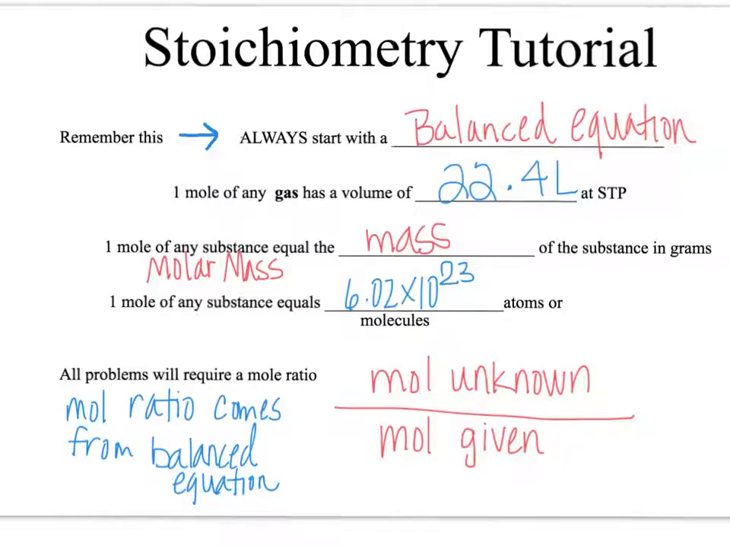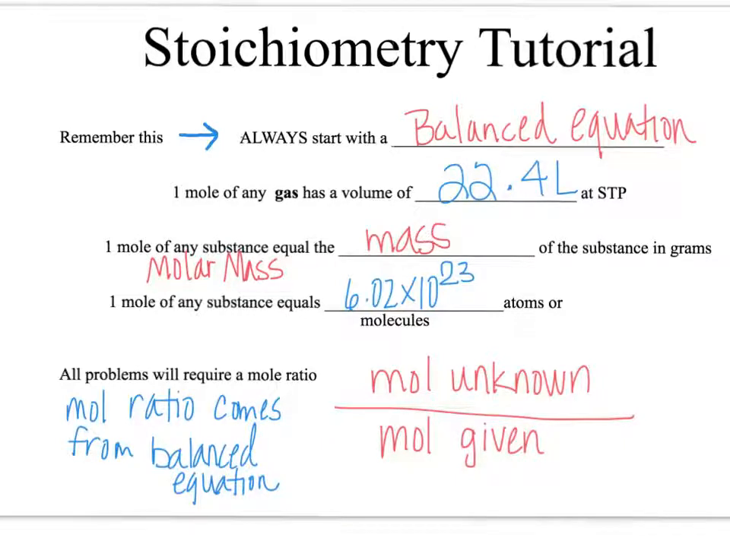If we're dealing with volume of a gas, we're always going to use 22.4 liters per mole. If we're dealing with mass, we're going to be using the molar mass, which is the grams of a substance for 1 mole. And if we're dealing with atoms or molecules, we're going to use Avogadro's number, which is 6.02 times 10 to the 23rd. Every problem we do is going to require a mole ratio.